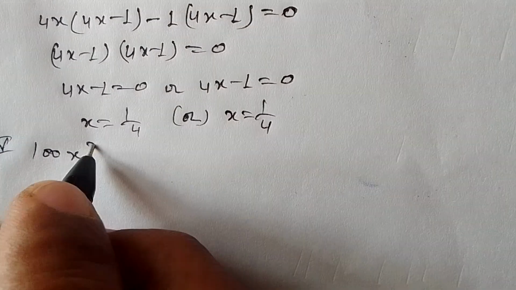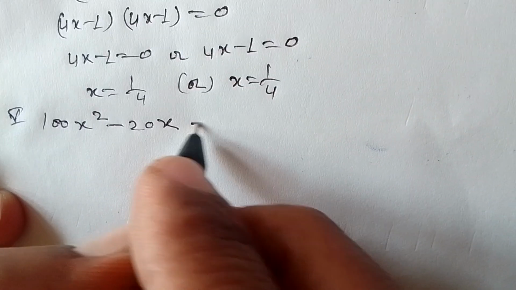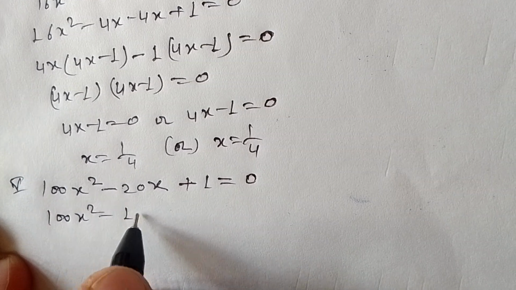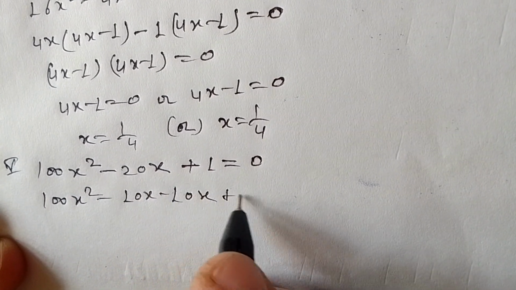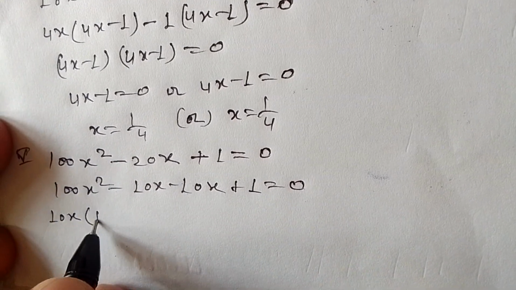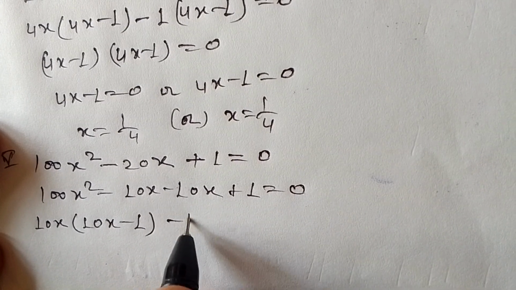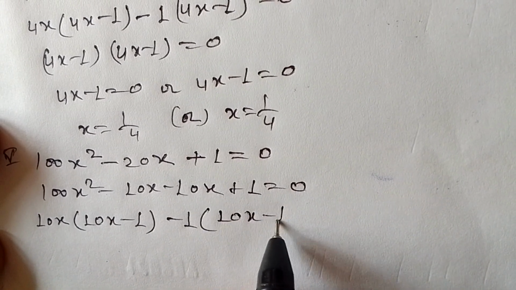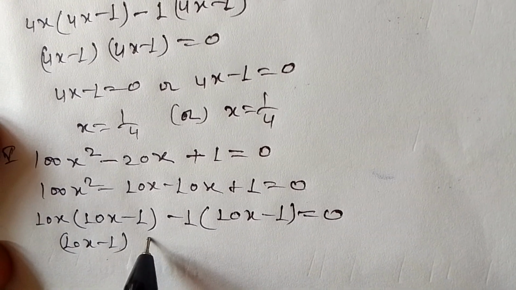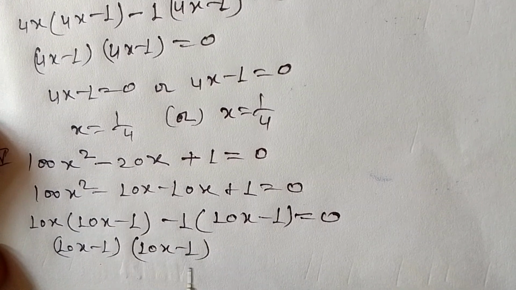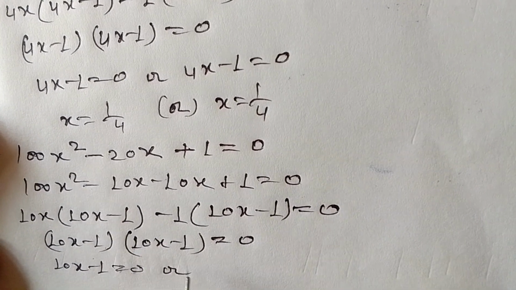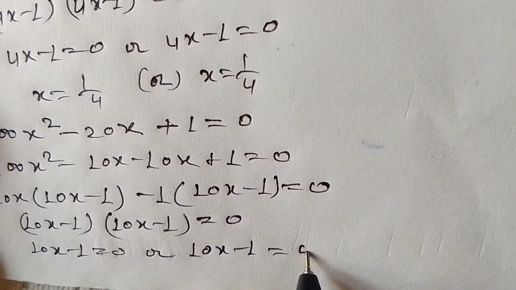that is 100x square minus 20x plus 1 is equal to 0. It becomes 100x square minus 10x minus 10x plus 1 is equal to 0. So taking 10x common, it becomes 10x minus 1, and taking the other term, 10x minus 1, is equal to 0. Either 10x minus 1 is equal to 0 or 10x minus 1 is equal to 0.